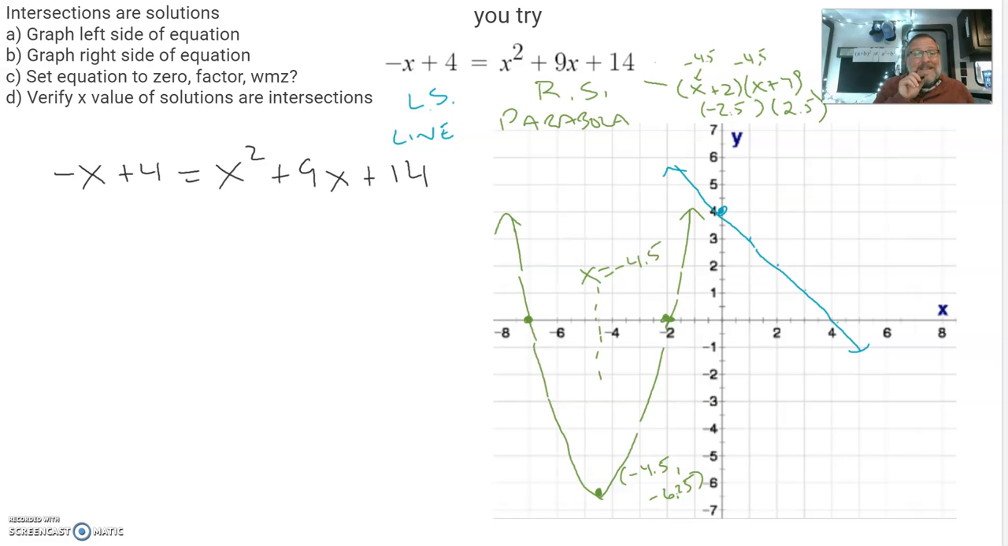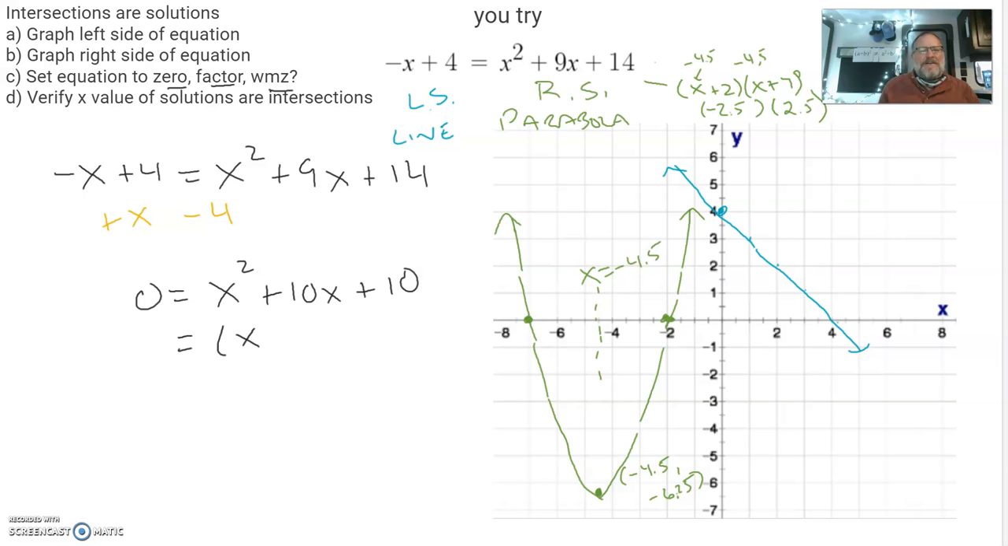Which means basically set to 0, factor, and ask what makes 0. So let's set this equal to 0. I believe I can set this equal to 0 by adding x, subtracting 4, and doing that on both sides. And I will get 0 on the left side. And then I'll get x squared, 10x, that's 9x and the x collected, plus 10. Now I need to solve. So let's try to factor this.